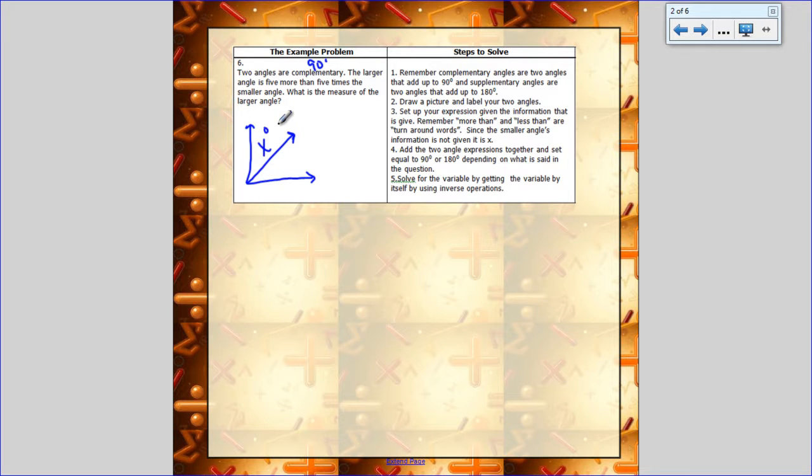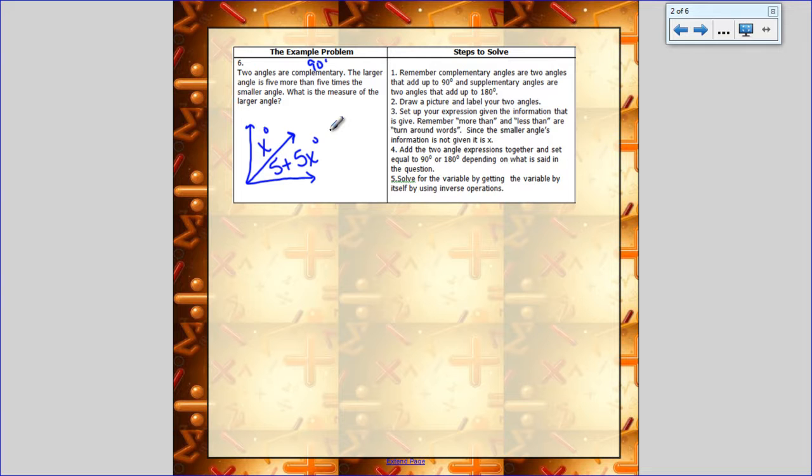The larger one is 5 more than 5 times that one. So 5 more than would be 5 plus, and 5 times that would be 5x. So that would be the larger angle. So I'm going to set up my expression given the information that's given. More than means add. Less than and more than are turnaround words. It doesn't really matter for more than because you can add in either order, but with less than, it's really important. You have to flip it. The smaller angle, since it's not given, is going to be x.